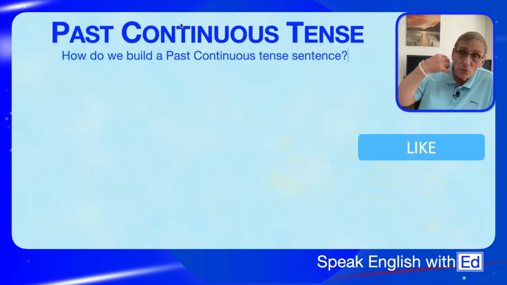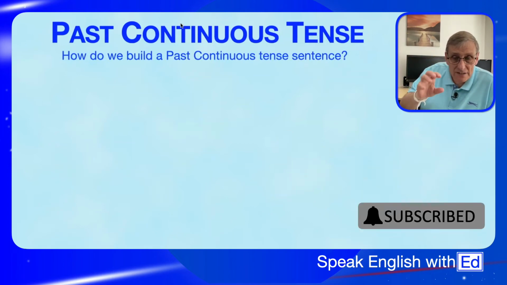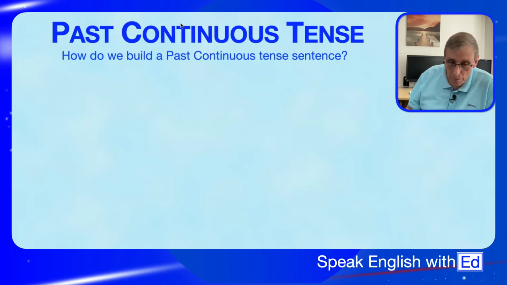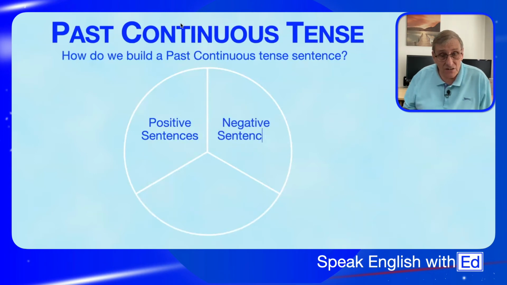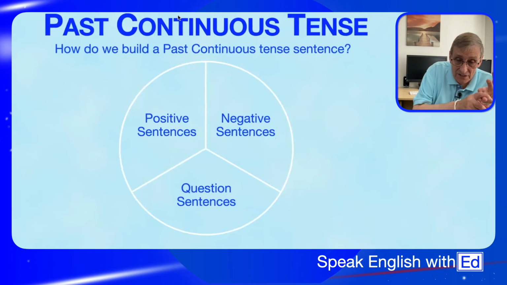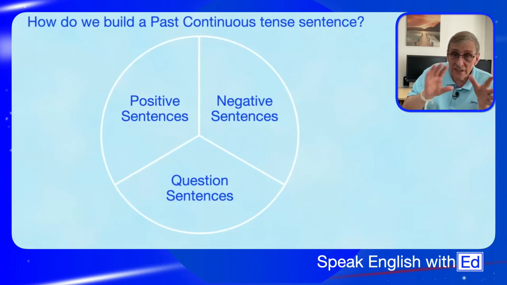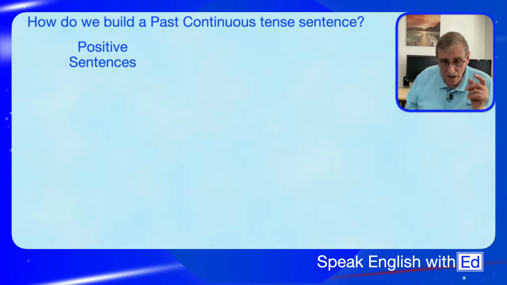So how do we actually build up a sentence with the past continuous? Well, it depends on the sentence. There's three basic types of sentence. There's positive sentences, there's negative sentences, and there are question sentences. So we'll start off with the positive sentences and see what we have to do there.